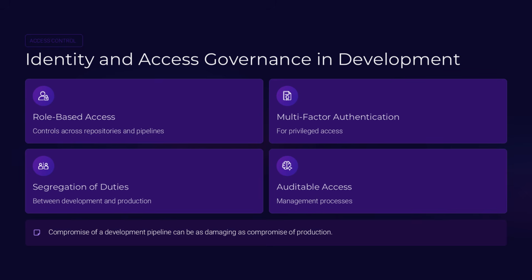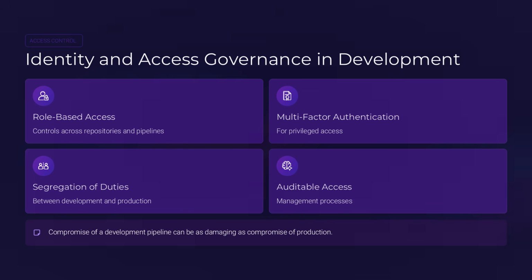Development environments often become blind spots. Overprivileged access, shared credentials, excessive administrative rights, weak separation between test and production. You must demand role-based access controls across repositories and pipelines. Multi-factor authentication for privileged access. Segregation of duties between development and production. Auditable access management processes. Compromise of a development pipeline can be as damaging as compromise of production. Secure SDLC includes secure development infrastructure.